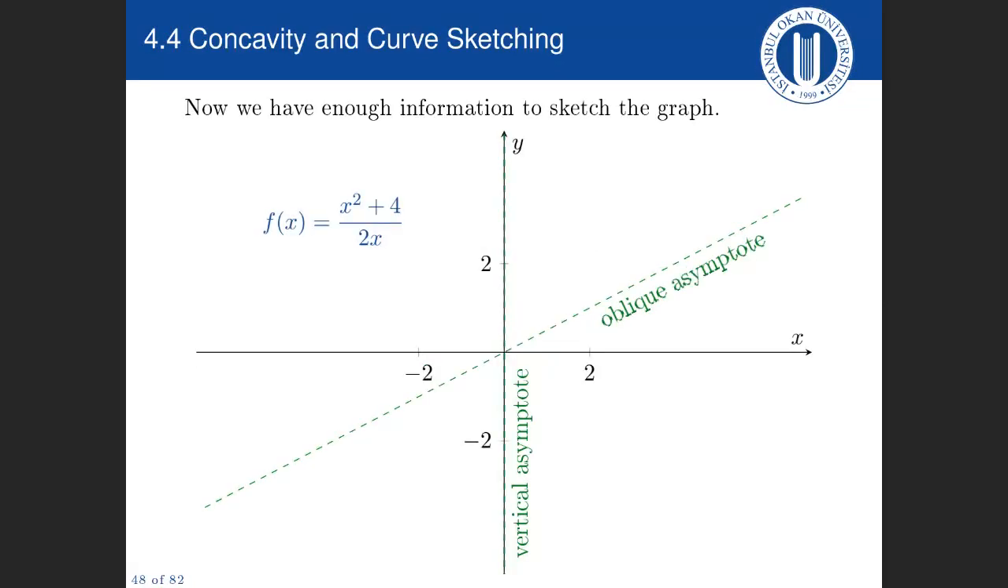So here we are. Here's the asymptotes. There's the vertical asymptote, and here's the oblique asymptote. Let's plot a few points. In fact, let's just plot 2 points. And remember the shape. It was increasing and concave down, and then decreasing and concave down, and then the graph was decreasing and concave up, and then increasing and concave up. Using all of this information, we can sketch the graph of the function.